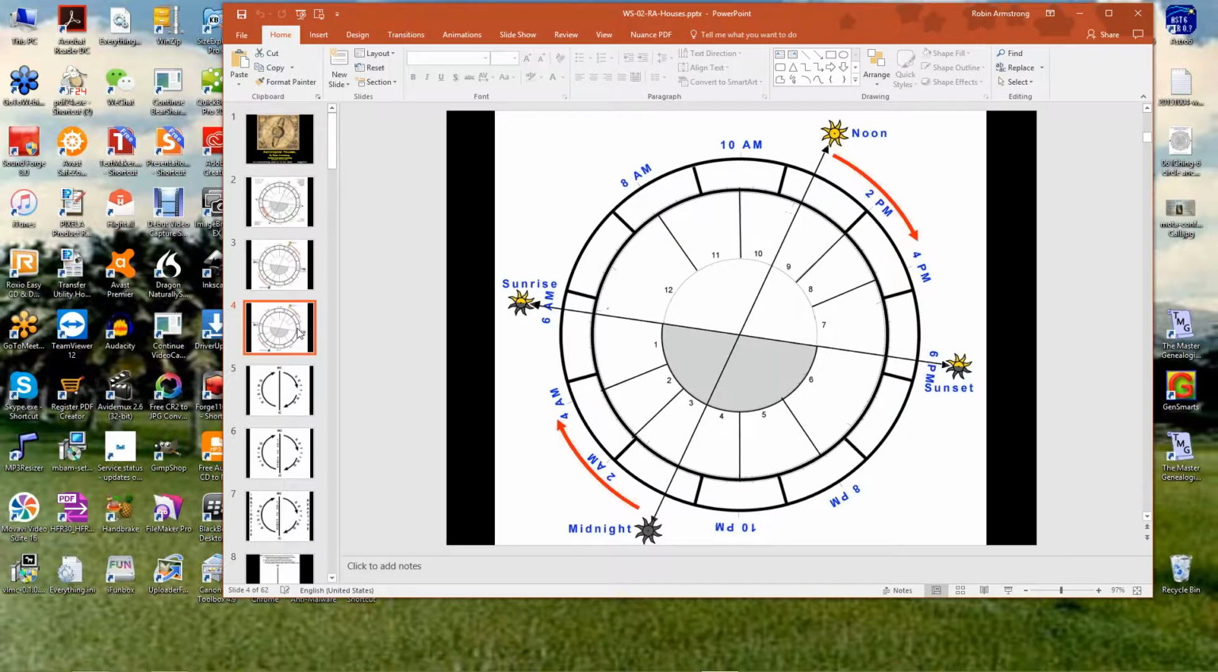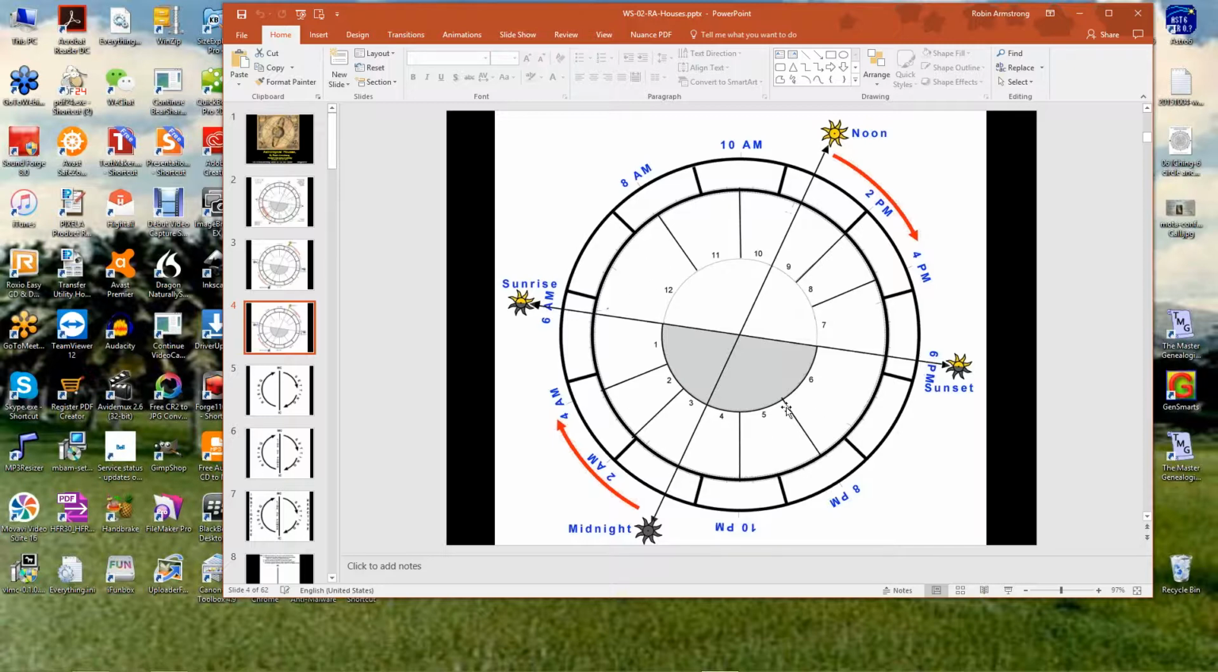The next chart. By seeing this, approximately, because of daylight saving time, this changes. But at sunrise, it's approximately 6 a.m., noon. So every house is about 2 hours. And then in the Placidus houses, every house cusp is exactly where the ascendant would be 2 hours later. So each house is a 2-hour period.